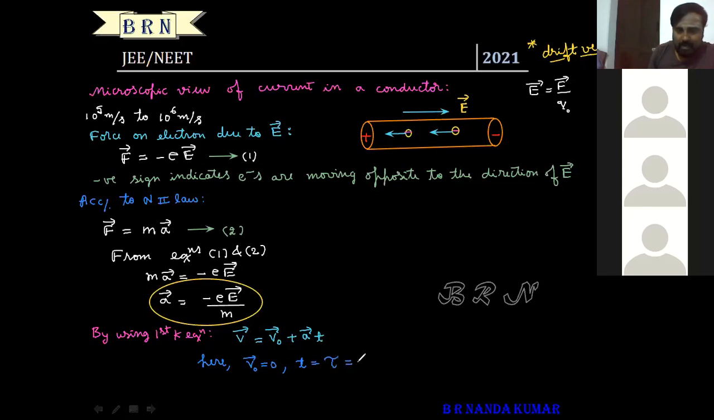So this is relaxation time. What is relaxation time? That is the small interval of time between two successive collisions between electrons or ions in the lattice. That is called relaxation time.